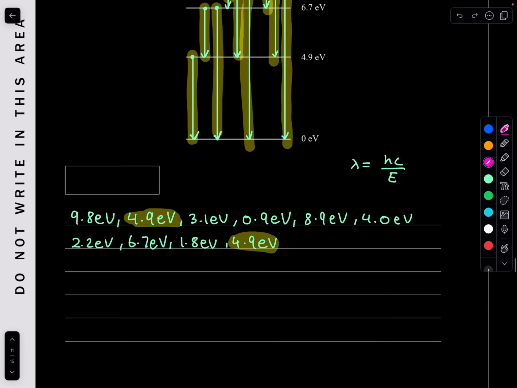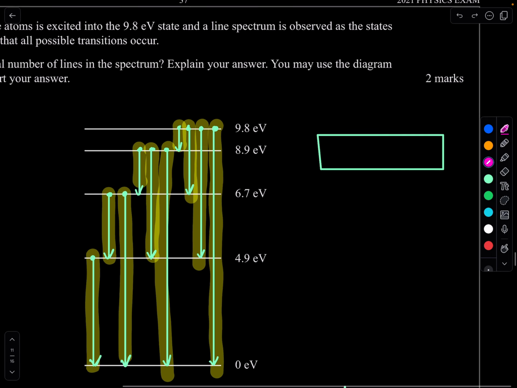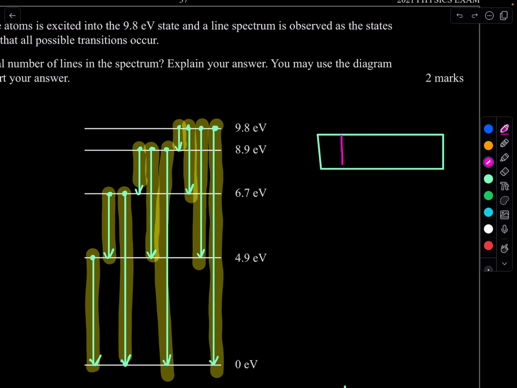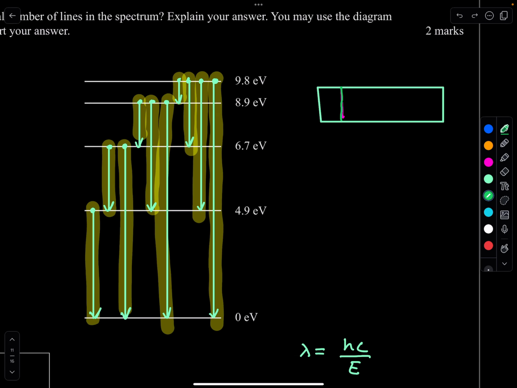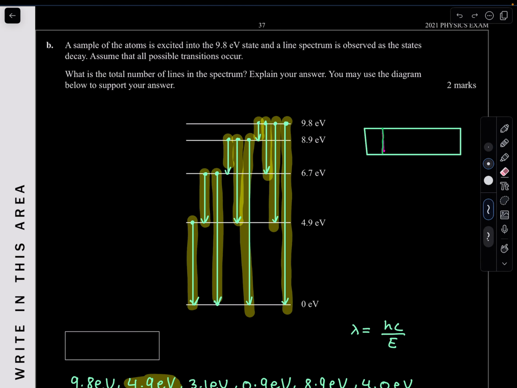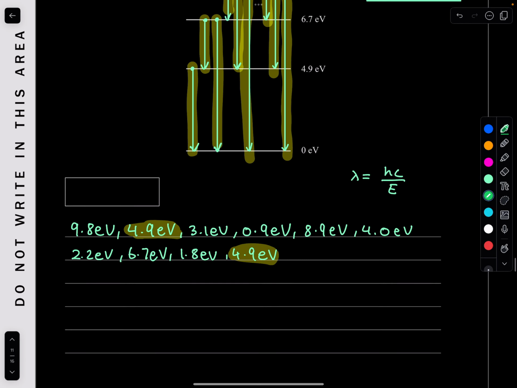So if two of them are the same energy, they will be on top of each other in the spectrum. This one will be here and the other one will be on top of it, because they both have the same wavelength. If they have the same energy, they have to have the same wavelength. So we consider that as just one peak. We don't consider it as two. We consider those two as one.